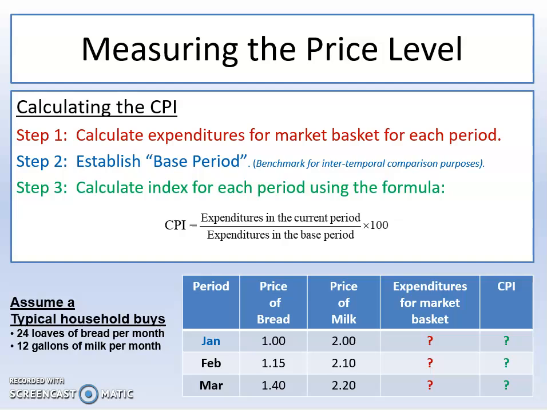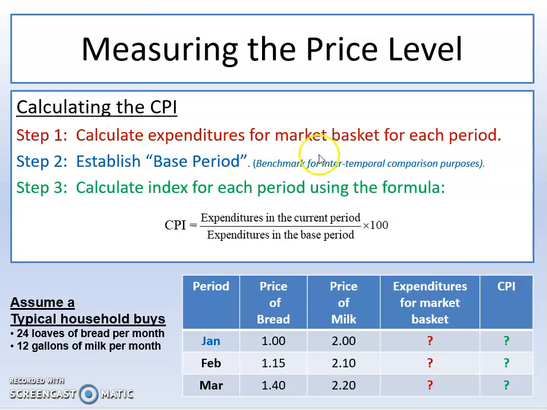To understand how the Bureau of Labor Statistics calculates the Consumer Price Index, we're going to create a hypothetical household that buys one category of goods instead of eight, that is just food, and they buy two goods instead of over 200: 24 loaves of bread and 12 gallons of milk per month. Once we have our hypothetical typical household, we can then do what the Bureau of Labor Statistics does with the broader U.S. There are three steps involved in calculating a consumer price index.